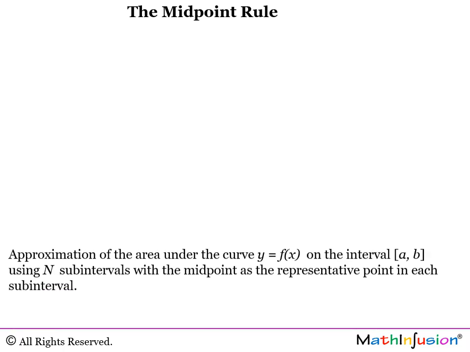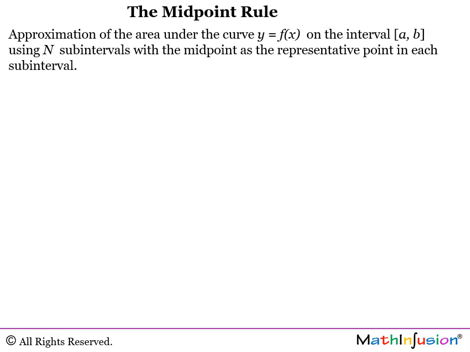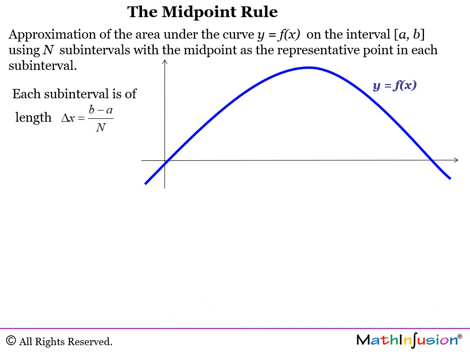The midpoint rule. I would like to recall that we already did this when we did approximation of areas using Riemann sums. So in this case, we are going to approximate the area under the graph y equals f(x) on the interval [a, b] using n subintervals with the midpoint as the representative point in each subinterval. Again, delta x is equal to (b minus a) over n.